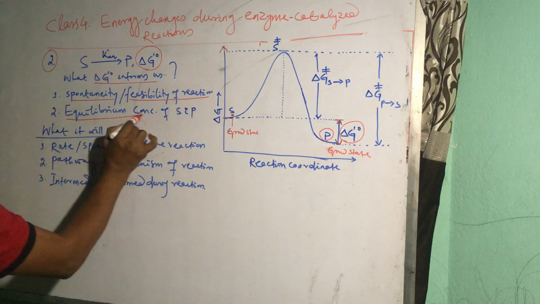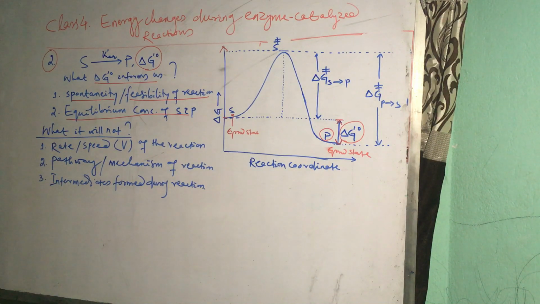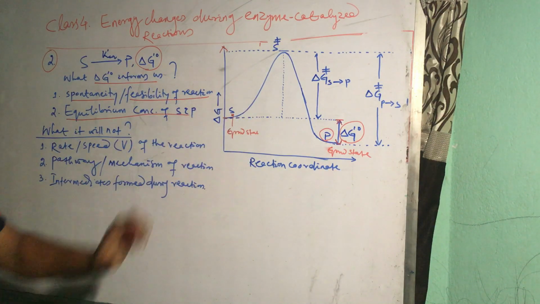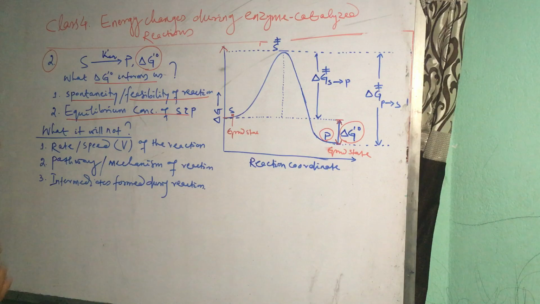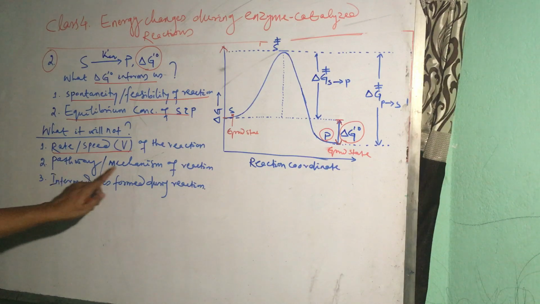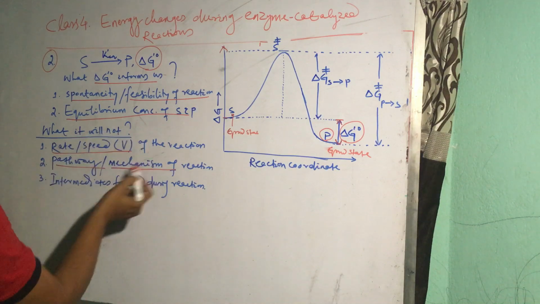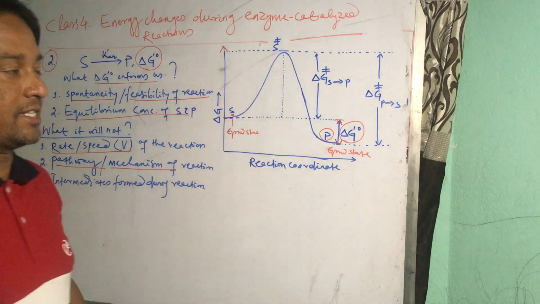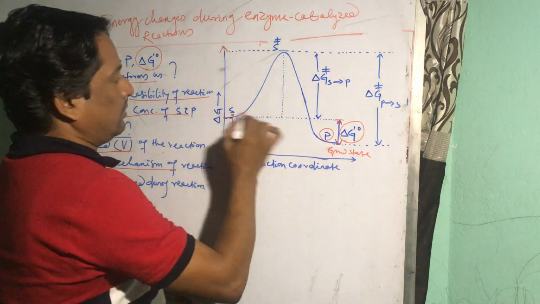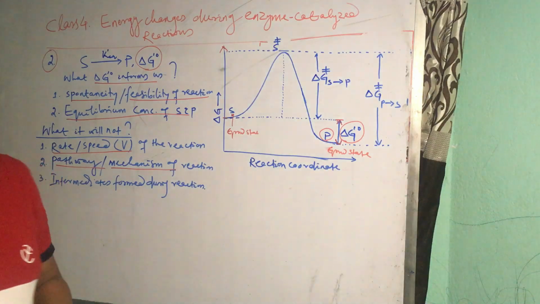And what else? It will tell us about the equilibrium concentration of substrate and product when both are in equilibrium. So these two things will be given by the standard free energy change. However, it will not inform us about the speed or velocity of the reaction, the pathway taken by the substrate to be converted to product, which is otherwise called the mechanism of reaction, and the intermediates that are formed during the reaction. These things will not be informed by the standard free energy change.